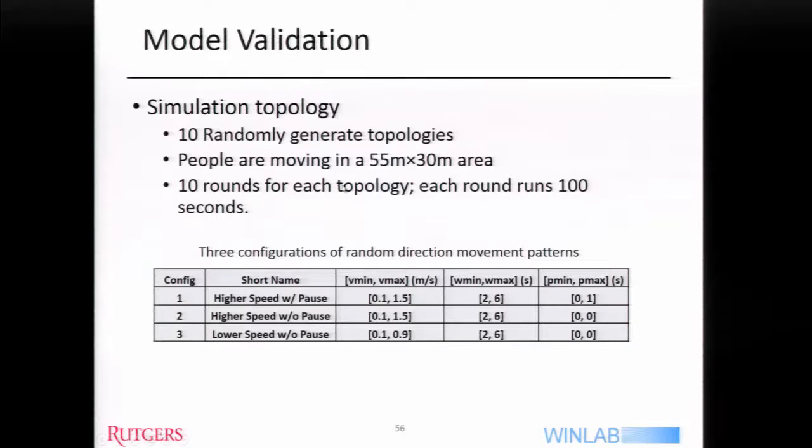We do the validation using the same randomly generated topology, and for each topology we run 10 rounds, and each round runs 100 seconds. We have different movement patterns for the people. In the first two patterns, people move with high speed, and in the third, people move on average with low speed. In the first configuration, the people have a pause interval, and in the second and third configurations, the people keep moving and do not pause.